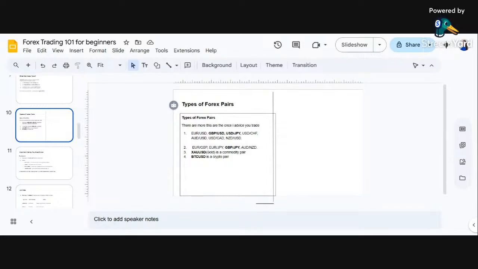Why I say gold is a commodity? Because gold is a commodity paired with dollar. You're buying gold with dollar. And BTC USD is a crypto pair because you're buying BTC. The reason why it's also traded as forex is because it's paired with a currency, which is USD, right?